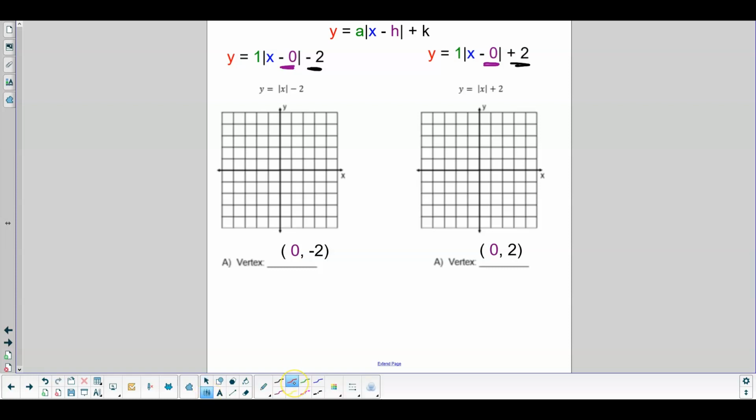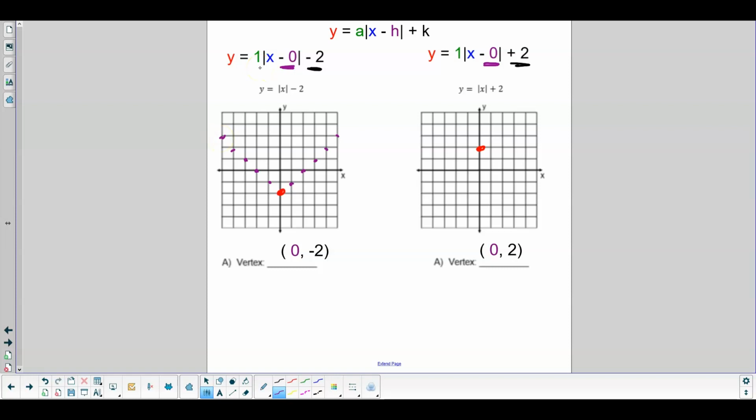So let's put those in. At 0, -2, we'll start right here at the origin and go down 2. Whereas the other one starts at 0 and goes up 2. And then remember the pattern for each of these is if I go over to the right, I go up 1. Over 1, up 1. Over 1, up 1. Over 1, up 1. And to the left, same thing. Left 1, up 1. Left 1, up 1. Left 1, up 1. So that's the pattern for the absolute value bars as long as you have a positive 1 in front.